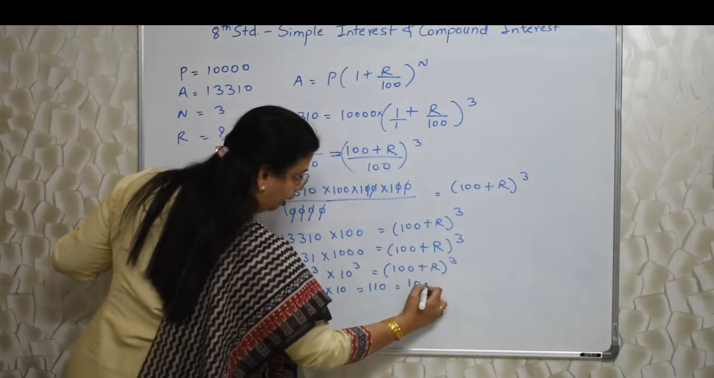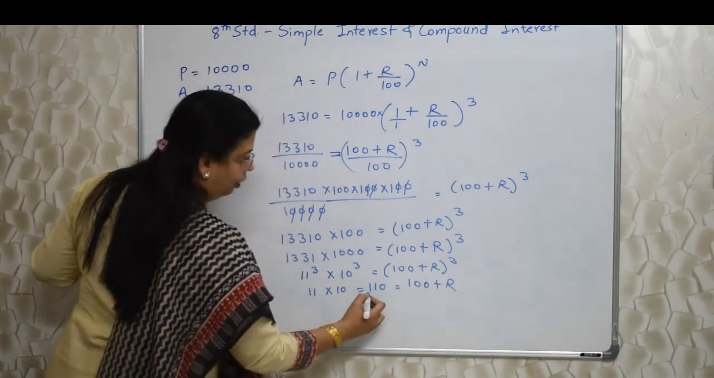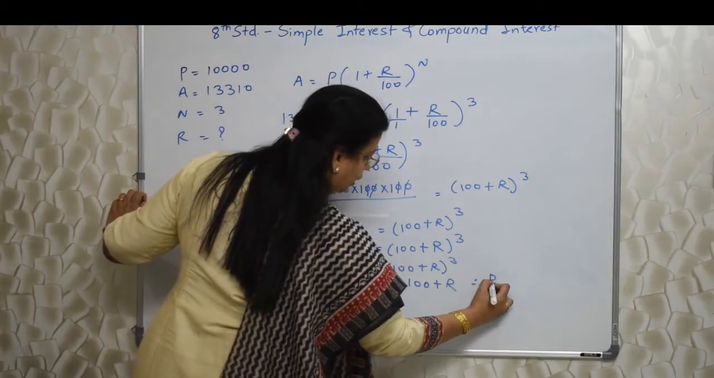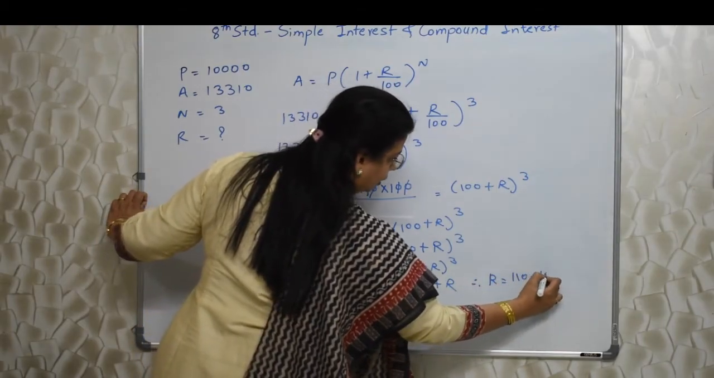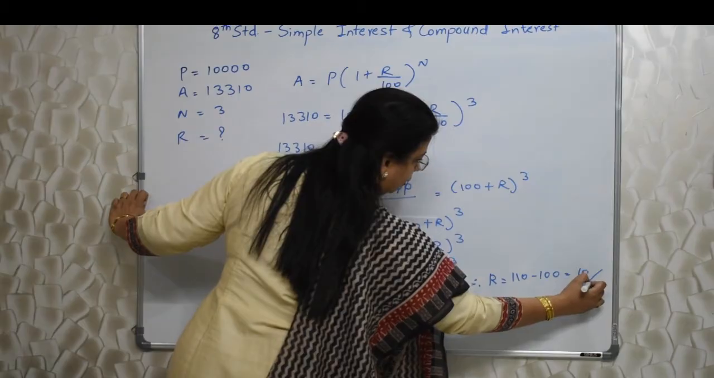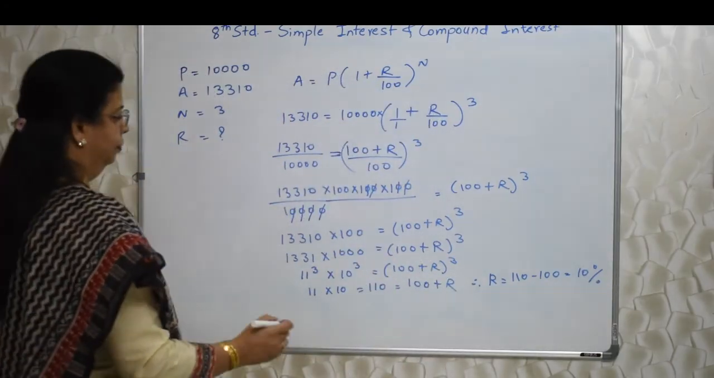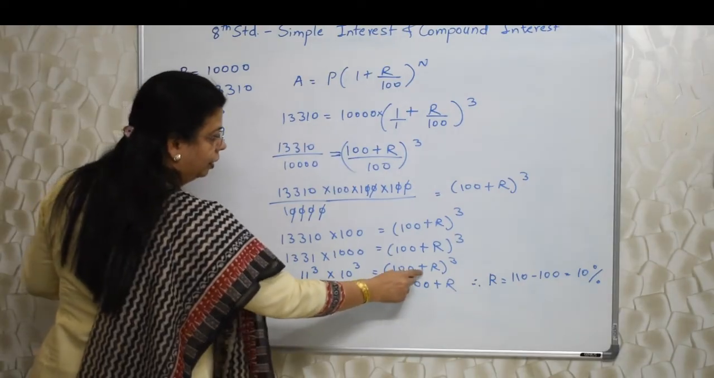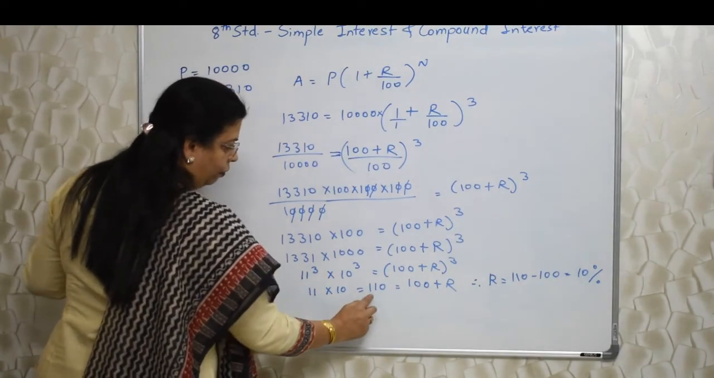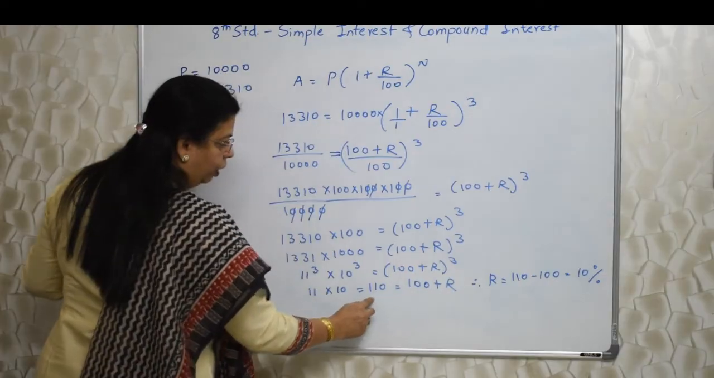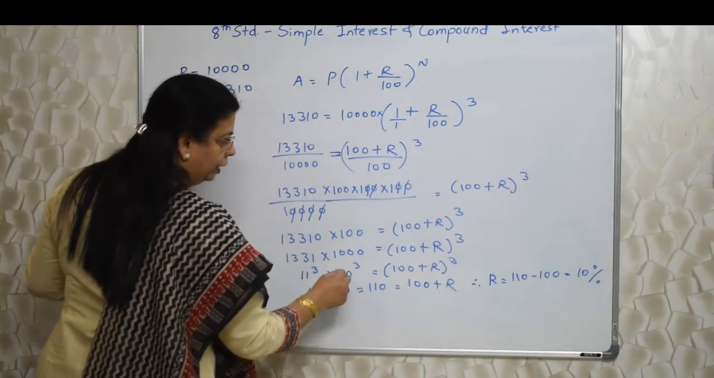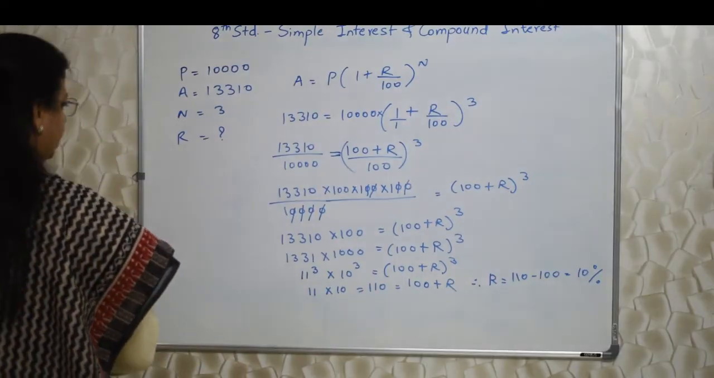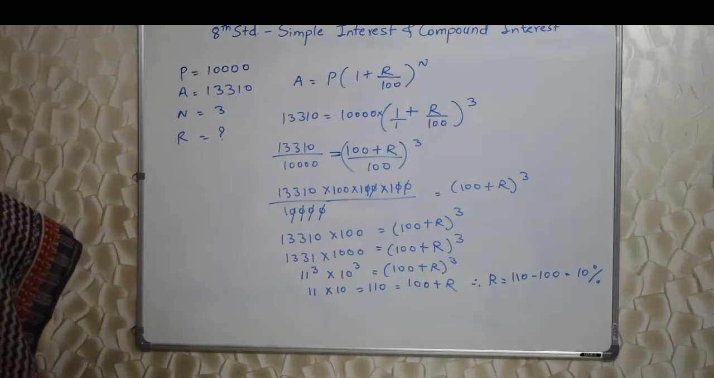Its cube root is 100 plus R. If 110 is equal to 100 plus R, therefore R is equal to 110 minus 100, that is 10 percent. This is 110, right? 11 into 10, 110. And here this side 100 plus R. So our equation is 110 is equal to 100 plus R. Then bring 100 this side by minusing. So R will remain on one side. So R is equal to 110 minus 100, that is 10%.